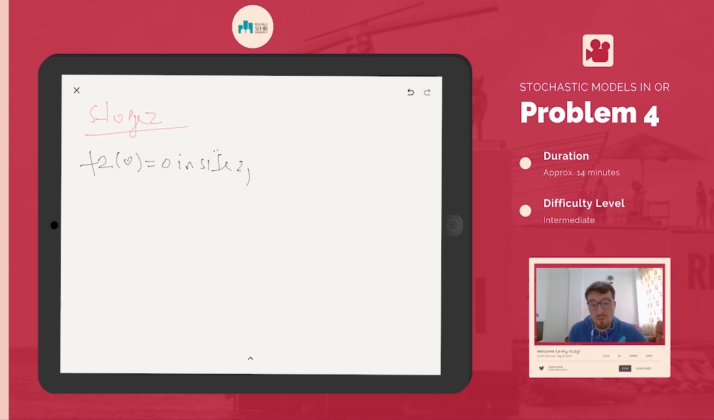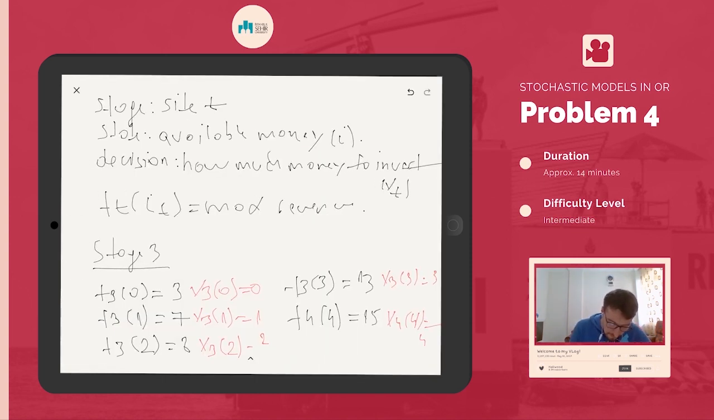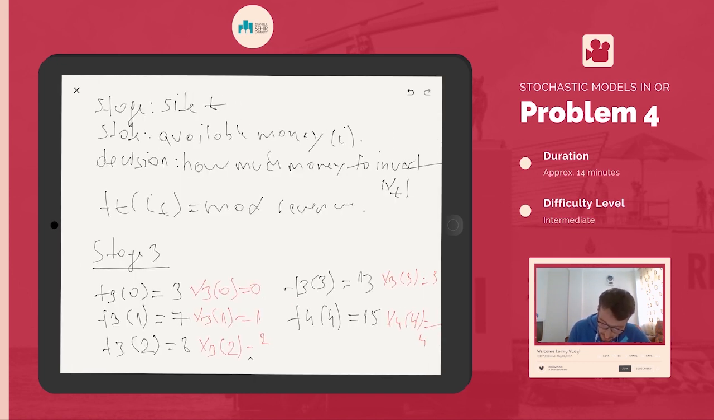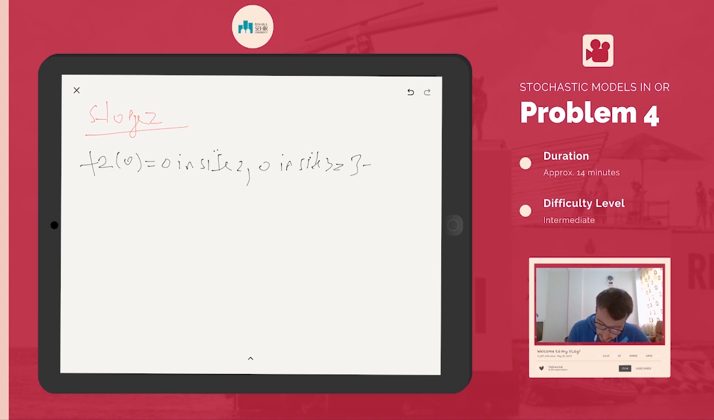And how much will I have for stage 3? I will have again 0 in side 3. In this case, if I invest 0 in stage 2, I will get 3. And if I invest 0 in stage 3, I will get $3 million in return. So we have 3 plus 3, that's $6 million.